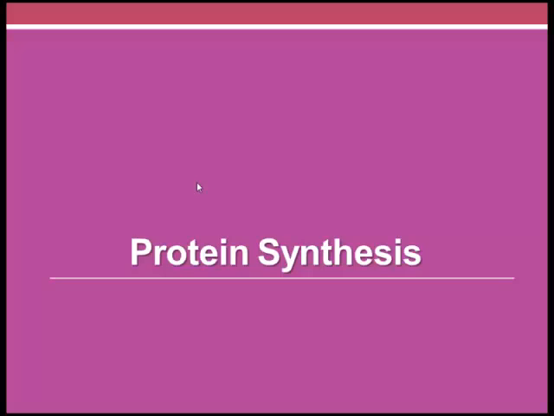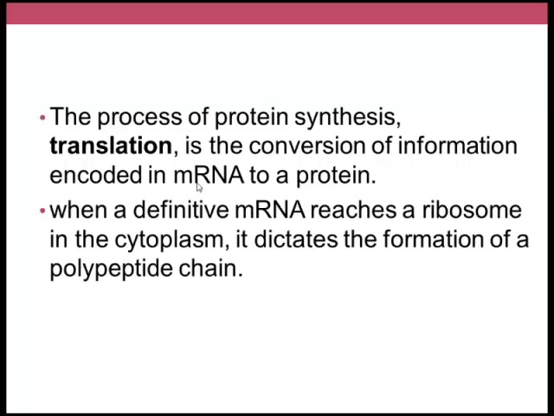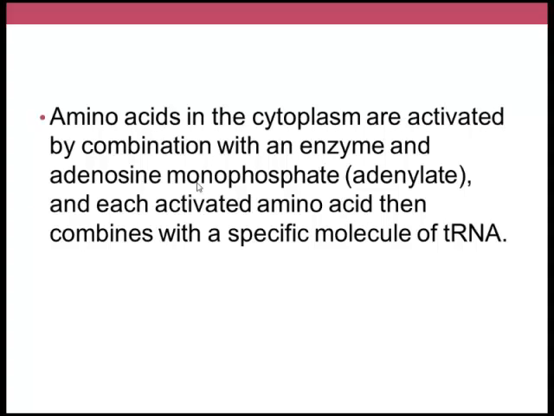Now we are moving to the very important process of protein synthesis. The process of protein synthesis, or translation, is the conversion of information encoded in mRNA to a protein. When a certain mRNA reaches a ribosome in the cytoplasm, it guides the formation of a polypeptide chain. Amino acids in the cytoplasm are activated by a combination with an enzyme and adenosine triphosphate, and each activated amino acid then combines with a specific molecule of tRNA.